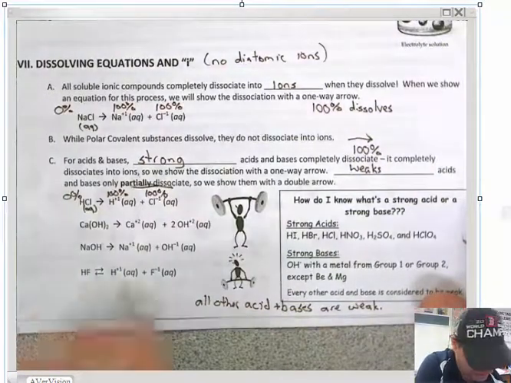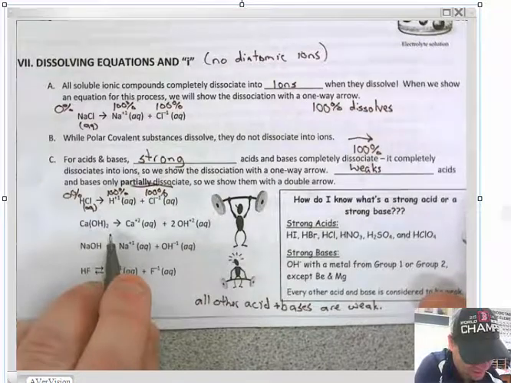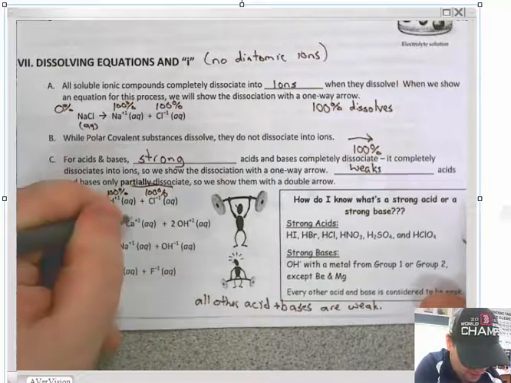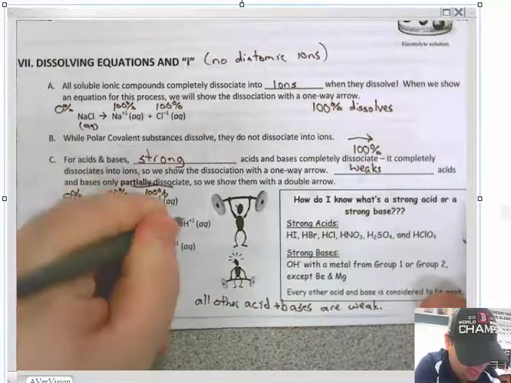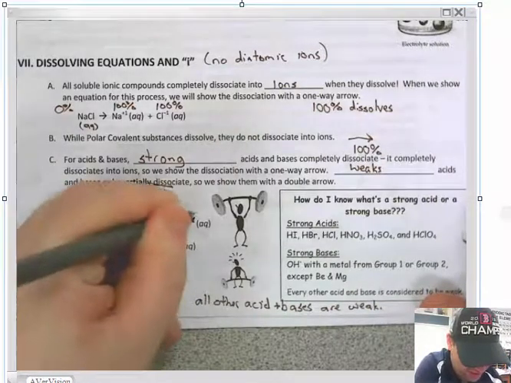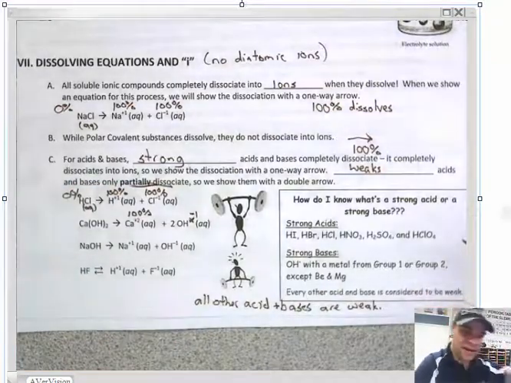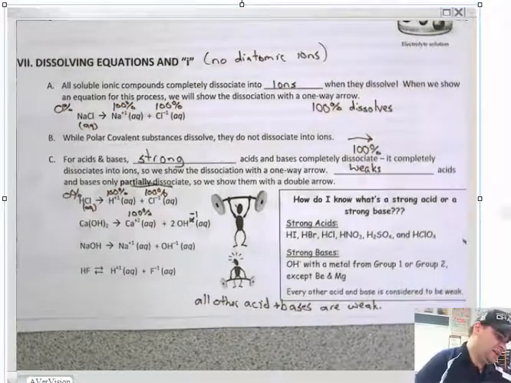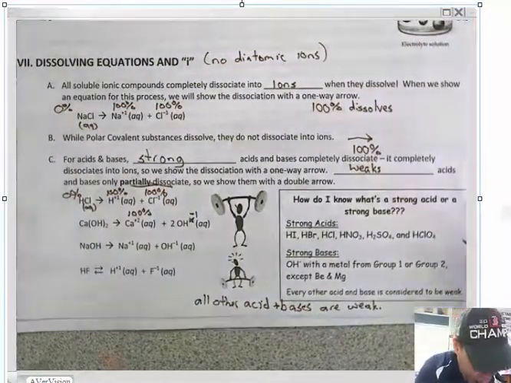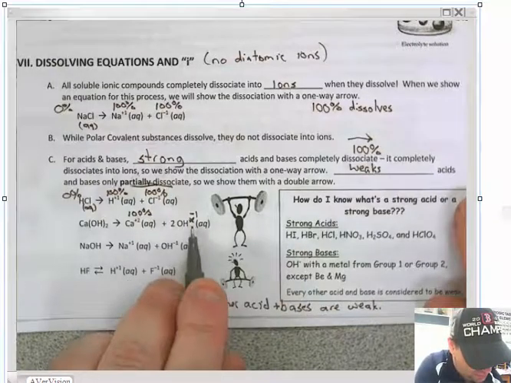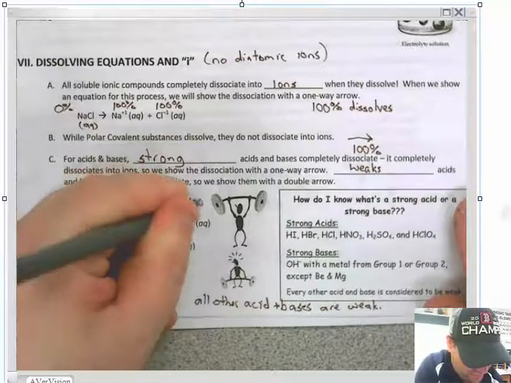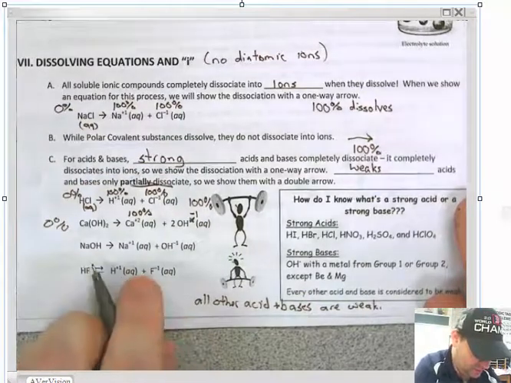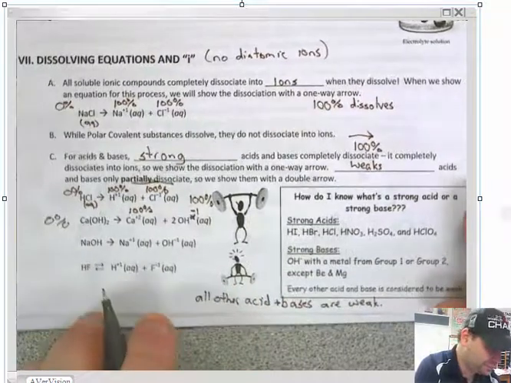Same thing for calcium hydroxide here. This is a strong base. It's in group 2. Calcium's in group 2. So we have 100% calcium ions, plus 2, and -1 for hydroxide, OH-. Anyways, I'll fix it eventually. There's 100% of those too, and no calcium hydroxide. Same thing for sodium hydroxide, 100%, 100%.